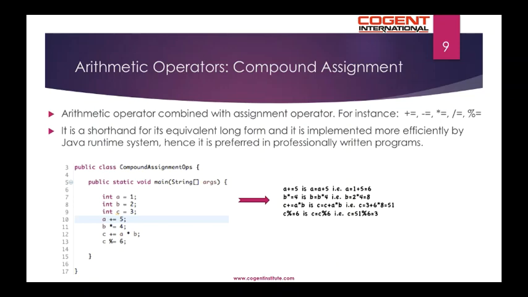So instead of using a is equal to a plus 5, we can replace it with a plus equal to 5. Similarly, b is equal to b into 4 can be replaced with b asterisk equal to 4. So the next expression, c plus equal to a into b, is nothing but c equal to c plus a into b. The next one, which is c modulus equal to 6, is nothing but c is equal to c modulus 6.